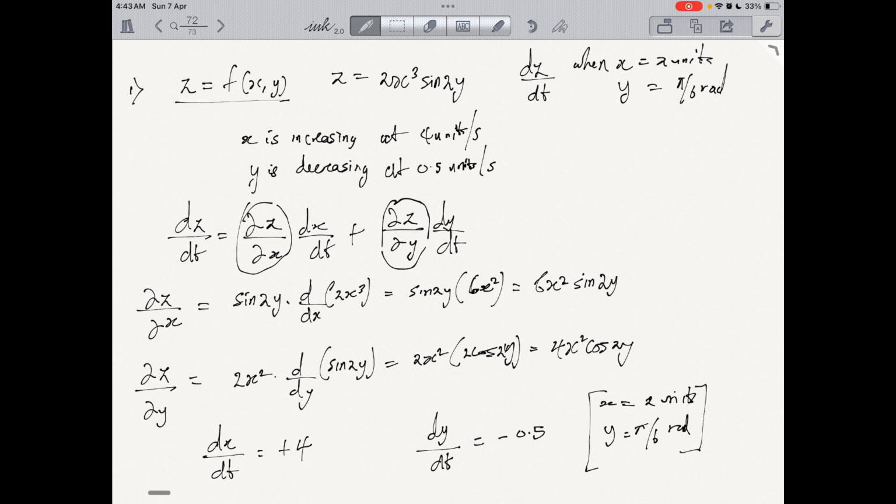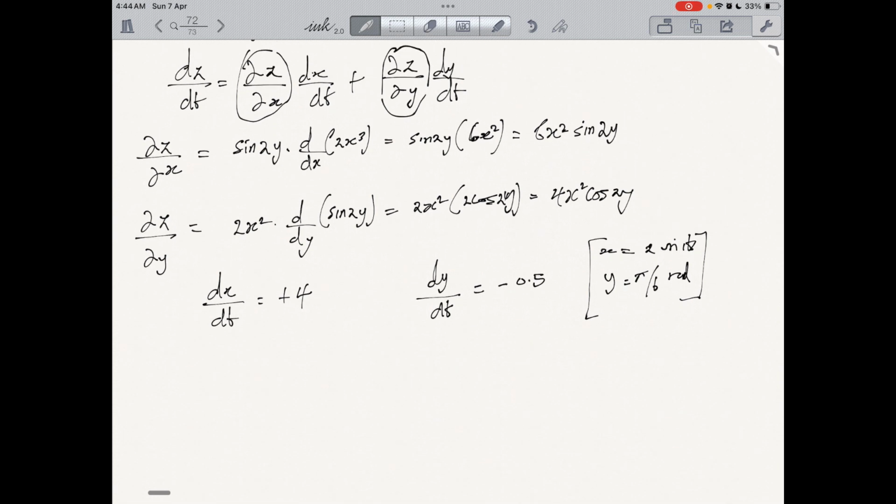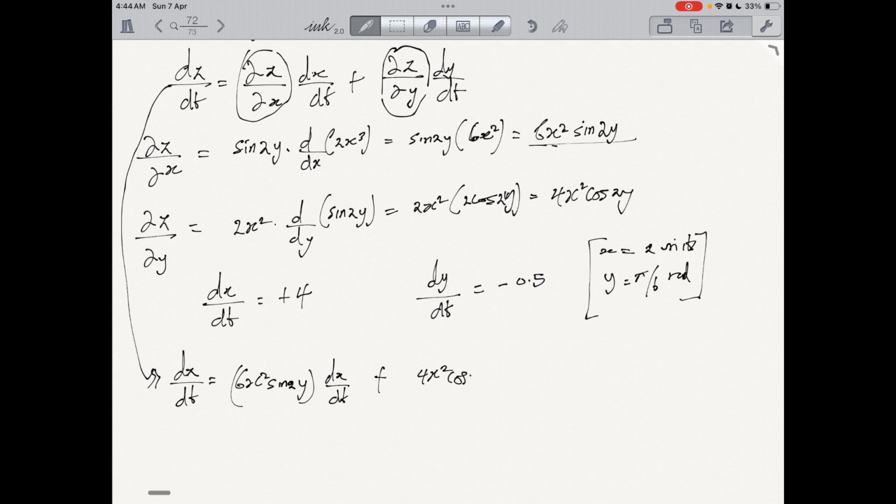So we will be required to evaluate dz/dt. But then let us substitute as necessary. So our dz/dt is 6x squared sine 2y multiplied by dx/dt, plus 4x cubed cos 2y multiplied by dy/dt.